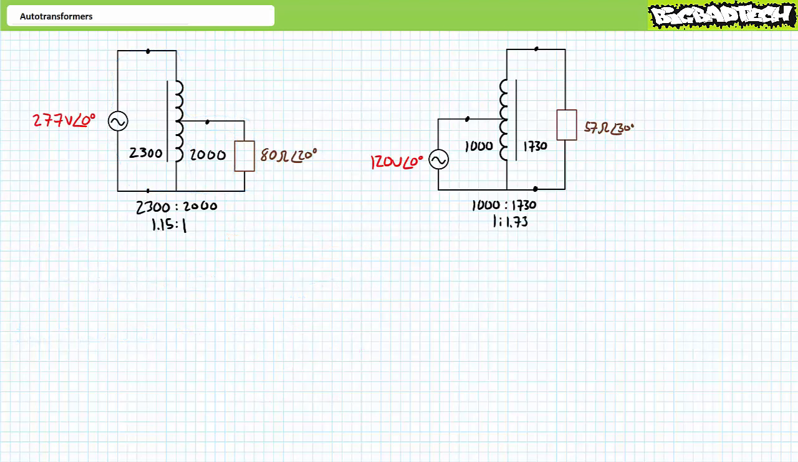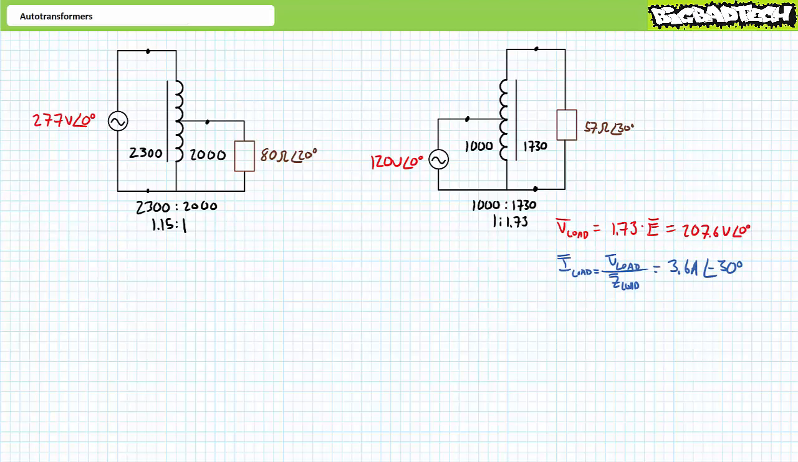The second illustrated example features an autotransformer in the step-up configuration, and the smaller primary input side is 1000 turns, whereas the larger secondary output side is 1730 turns. This autotransformer has a 1 to 1.73 turns ratio. A 120 volt primary input is stepped up to roughly 270.6 volts.